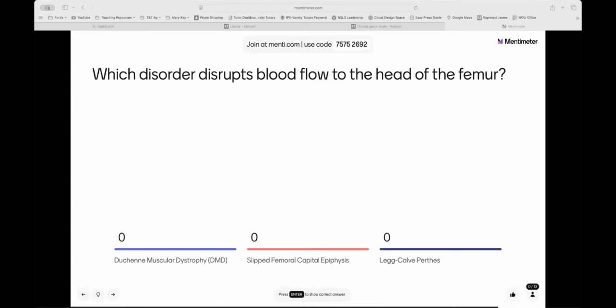So now we're going to look at some less common musculoskeletal disorders that we need to be able to keep straight. So which of those disorders disrupts blood flow to the head of the femur?